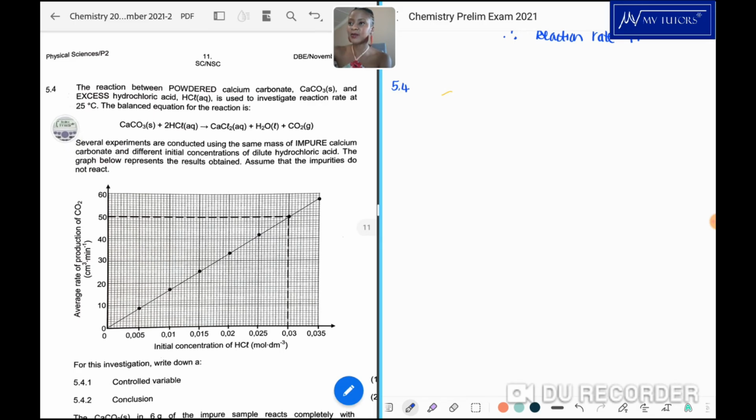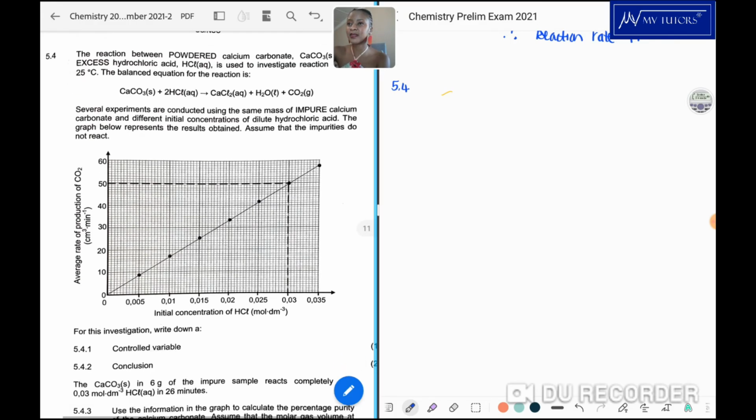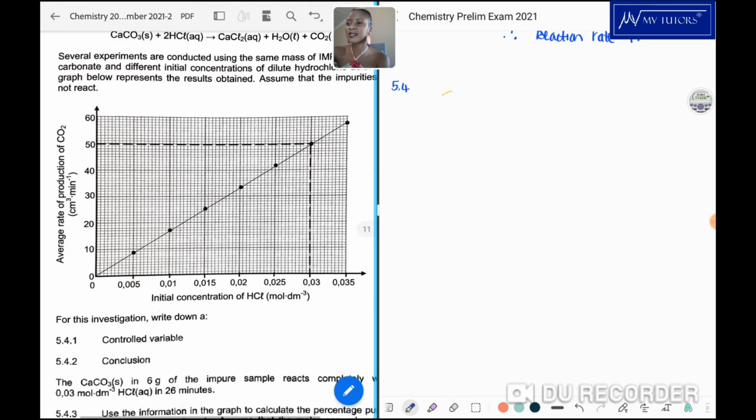Okay, let us remove this to that side. Now, several experiments are conducted using the same mass of impure calcium carbonate and different initial concentrations of dilute hydrochloric acid. The graph below represents the results obtained. Assume that the impurities do not react. Okay, so you have an impure calcium carbonate. And they show us here on the graph the average rate of production of carbon dioxide versus the initial concentration of hydrochloric acid. Okay, let's just increase the size.